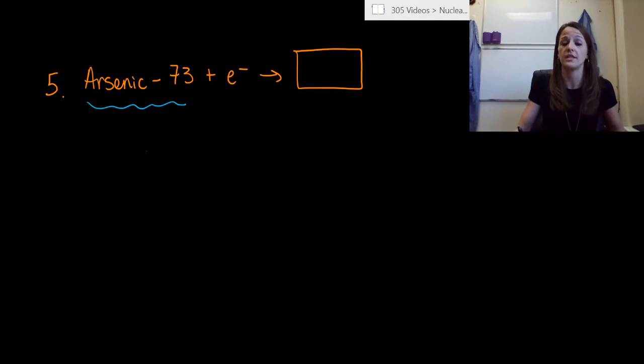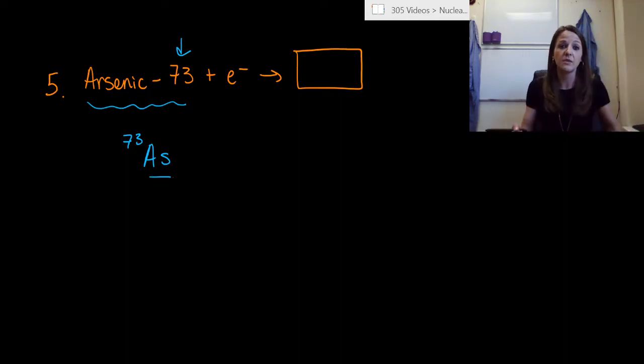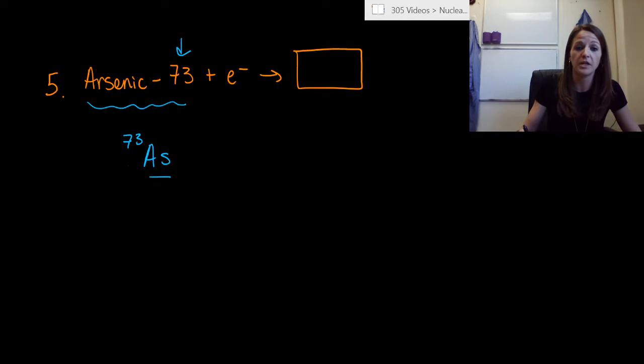So we know it's arsenic. Arsenic has the elemental symbol of As, and we know that it has a mass number of 73. Whenever you see the name and then the number, the number is the mass number. Now, we have the element. We know it's arsenic, so all you have to do is find arsenic on the periodic table, and then you can determine the atomic number. Arsenic has an atomic number of 33, so I'm just going to write that in there.